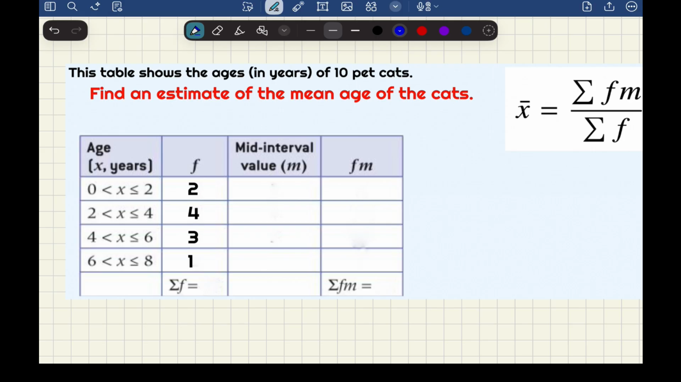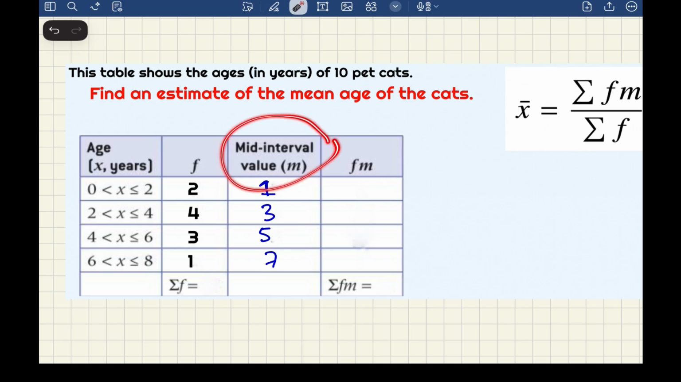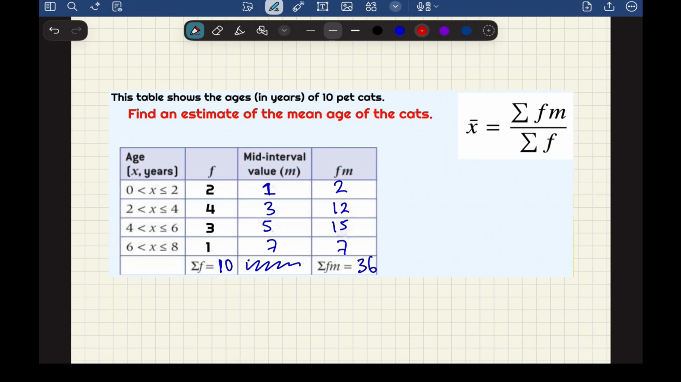So what is the number between 0 and 2? Well, this is super easy, the number 1. Between 2 and 4, 3. Then we have 5, 7. Okay, remember the midpoint is the number between 0 and 2, between 2 and 4, between 4 and 6. Then we can do exactly the same. We can multiply. Okay, once that we have completed our table, we can do exactly the same.